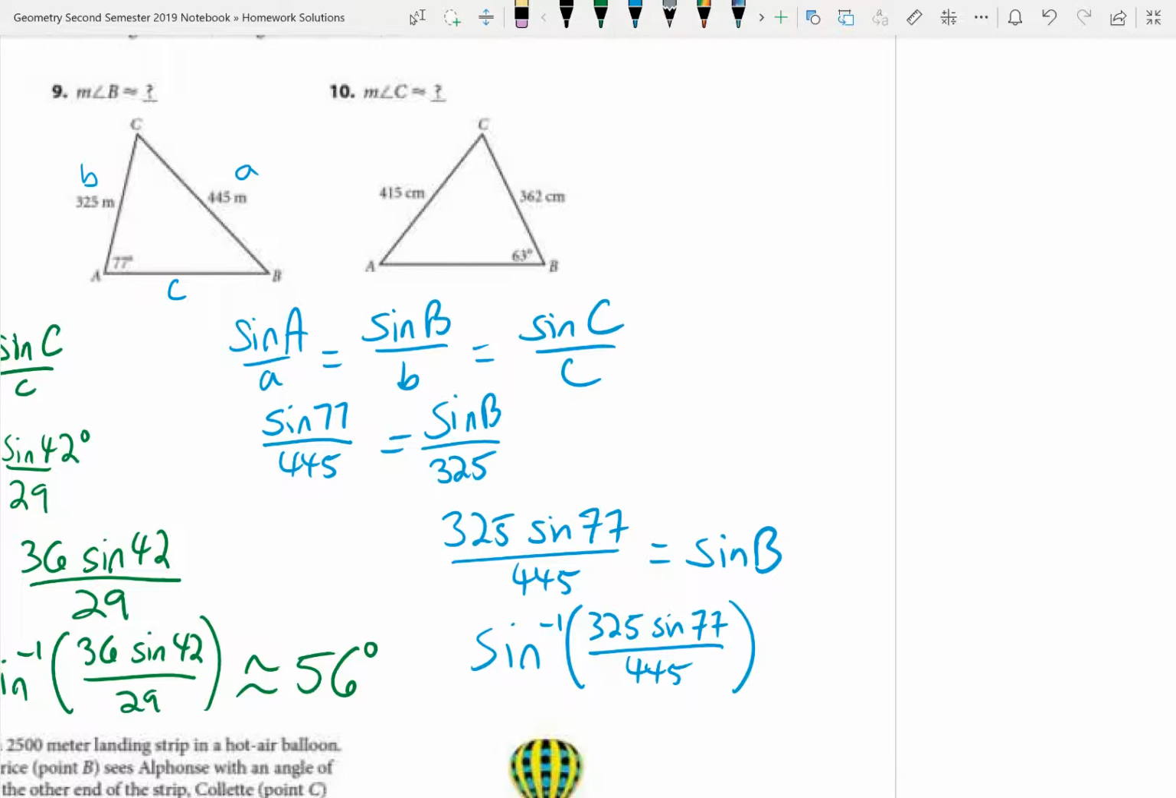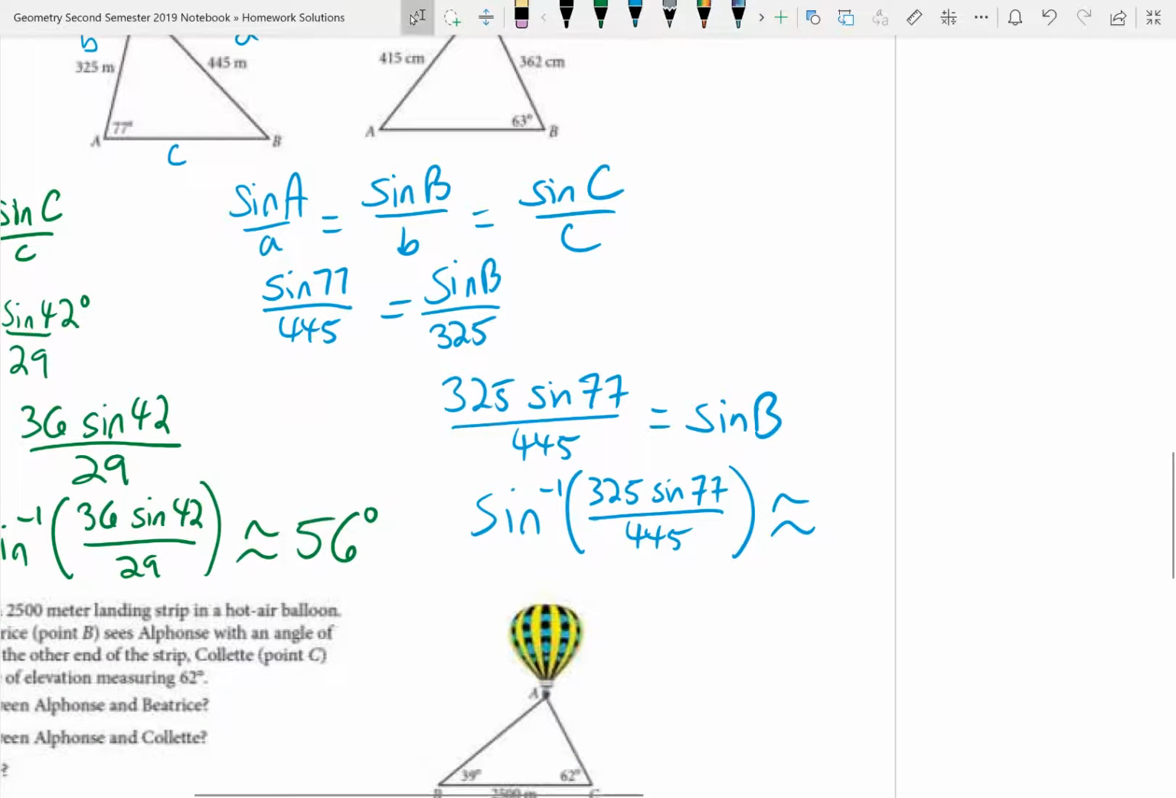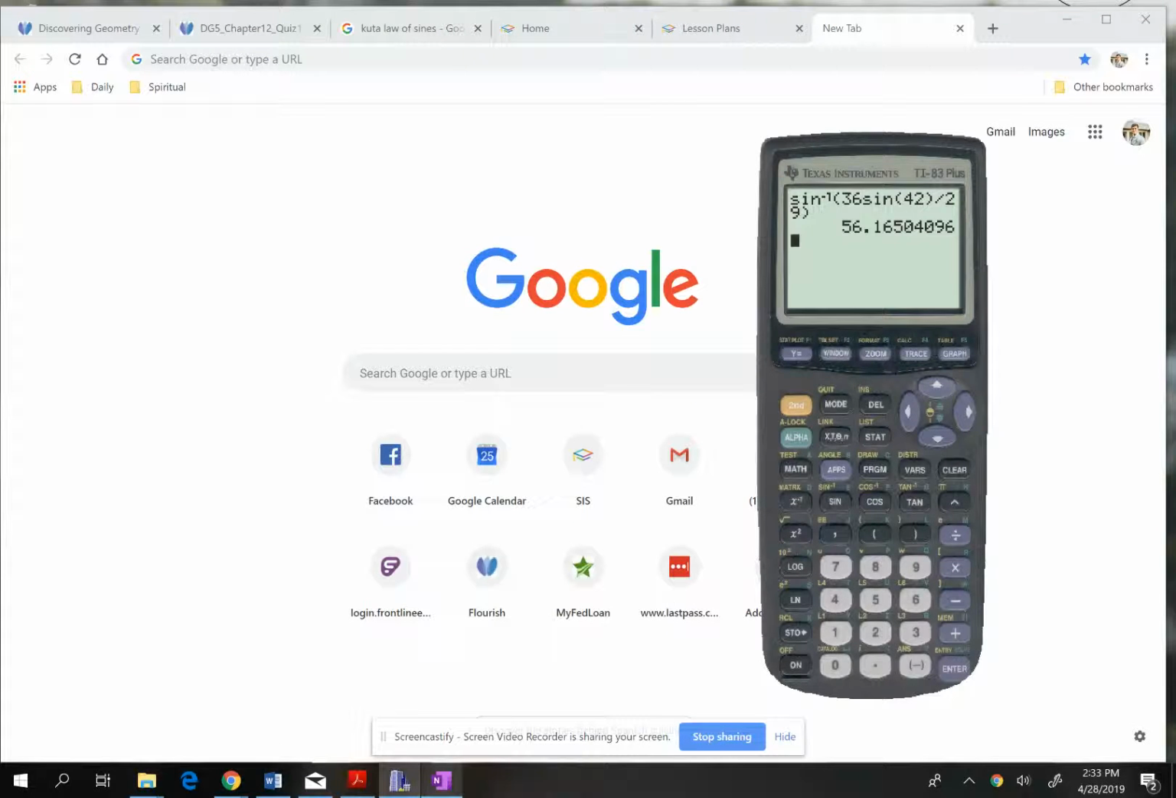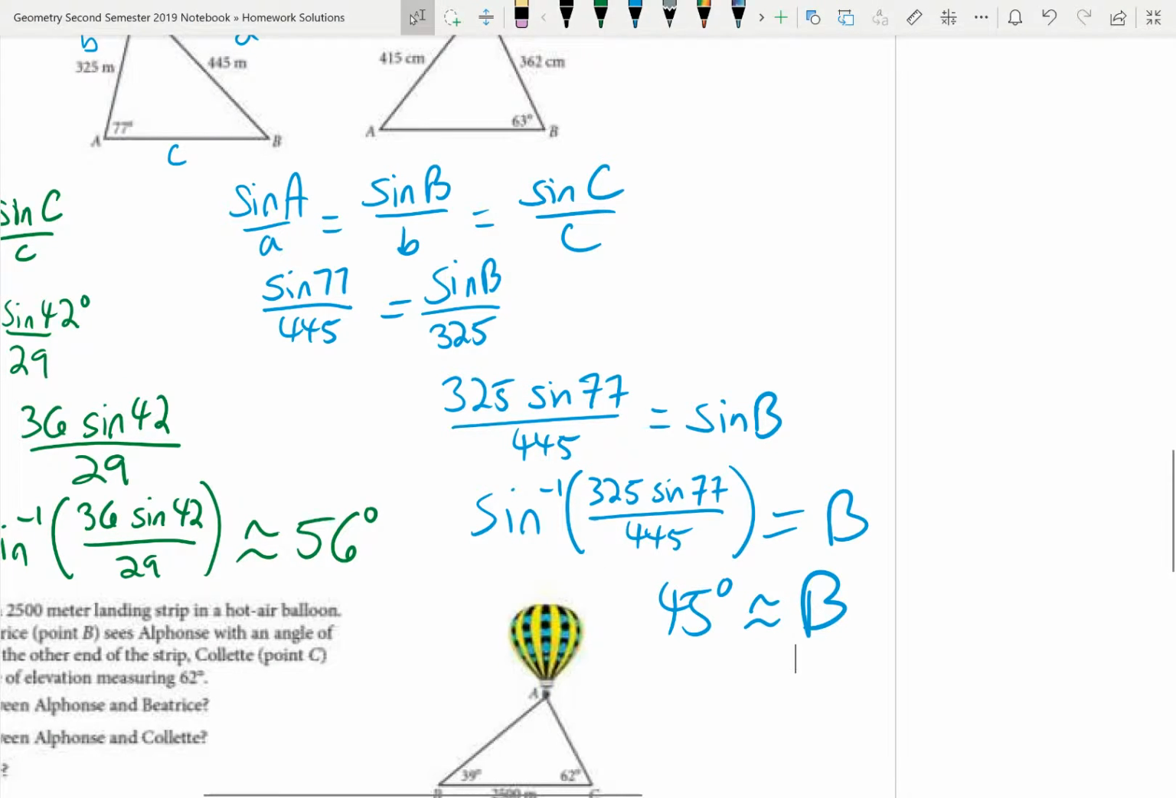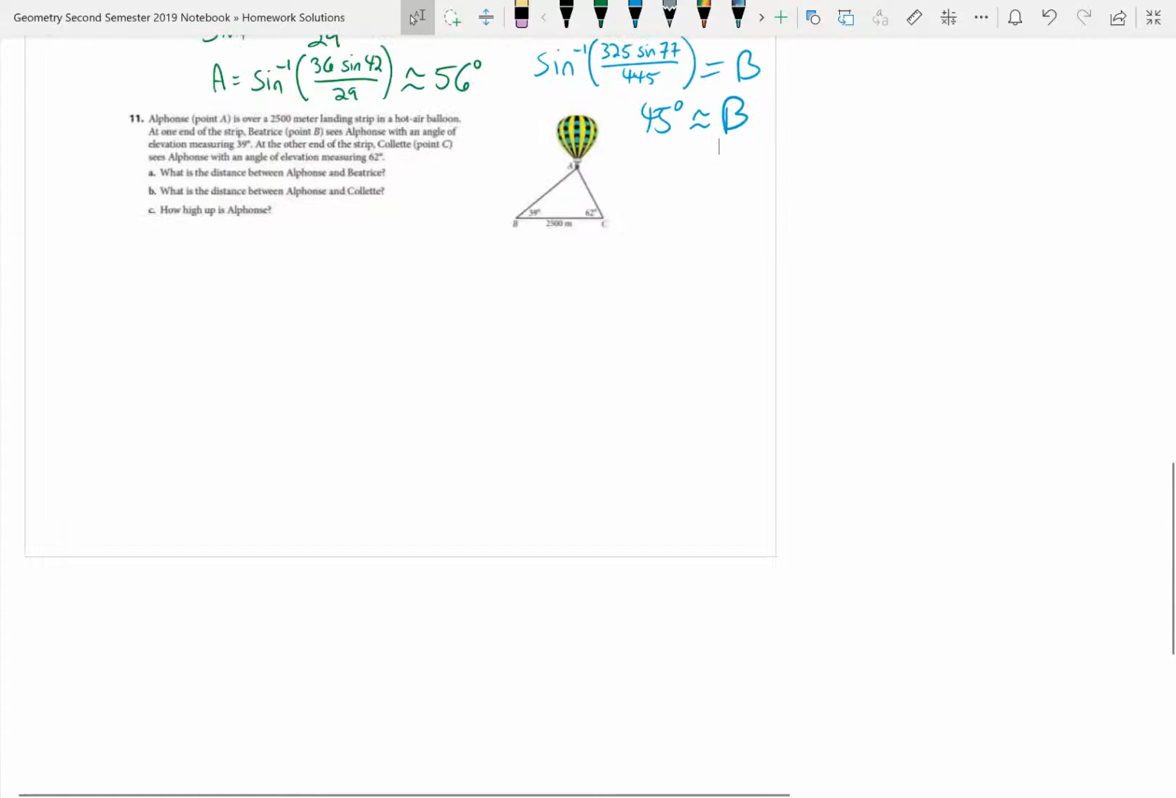And so let's use the approximate sign. What do we get when we do that? You will get about 45, approximately 45 degrees. So 45 degrees is approximately equal to B. And again, when doing that in your calculator, you go second sine of 325, and then you can put the times there or not. Sine 77, close it, divide by 445, close parenthesis, and you get 45 degrees. Okay, that's number 9. And then finally, number 11.